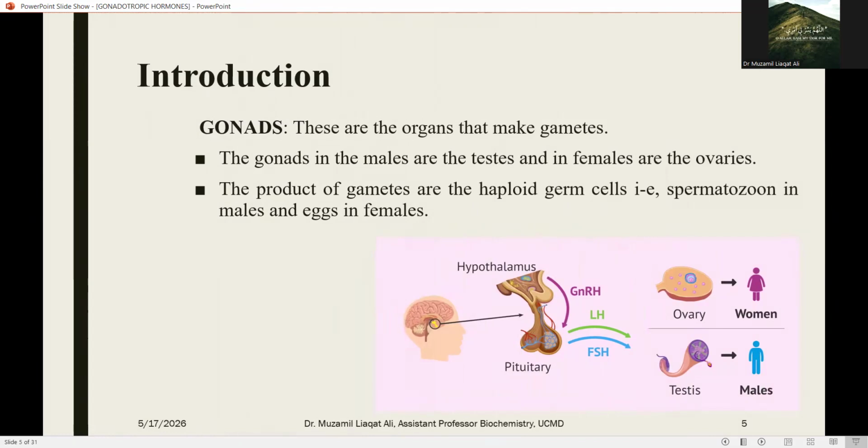The gonads are the primary reproductive organs, testes in males and ovaries in females. They produce haploid gametes, spermatozoa in males and ova in females. The entire reproductive process is orchestrated by the hierarchical endocrine system involving hypothalamic, pituitary, and gonadal hormones. Today, we focus on the pituitary gonadotropins, FSH and LH, and their downstream effects on the gonadal steroids: estrogen, progesterone, and testosterone.